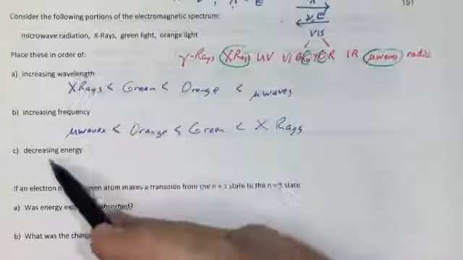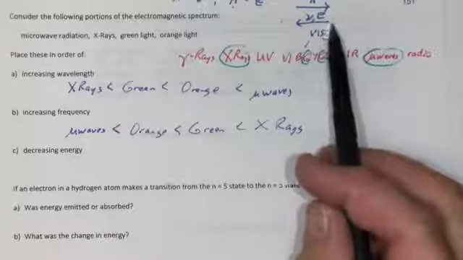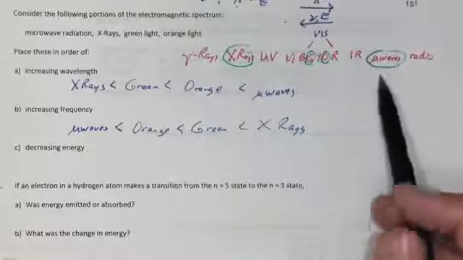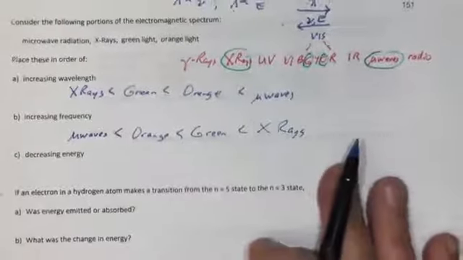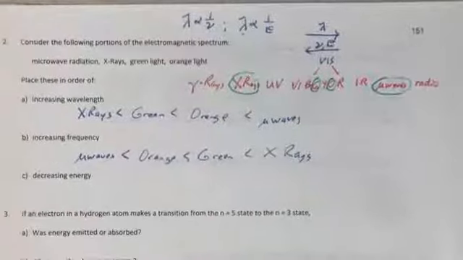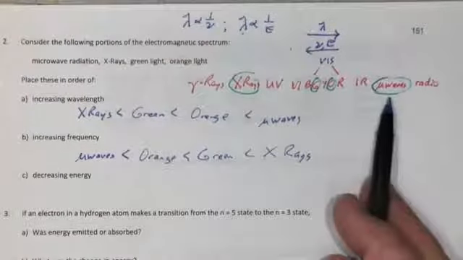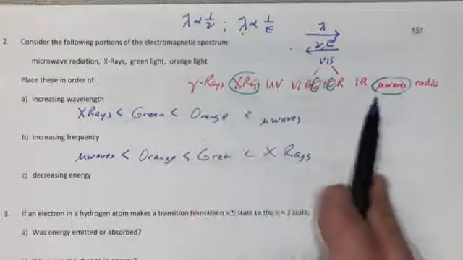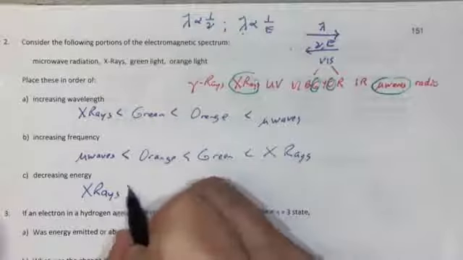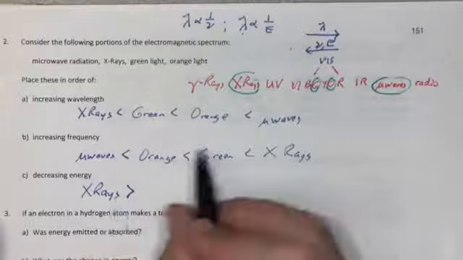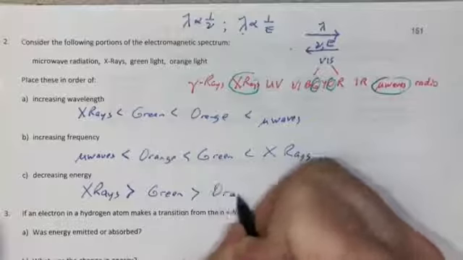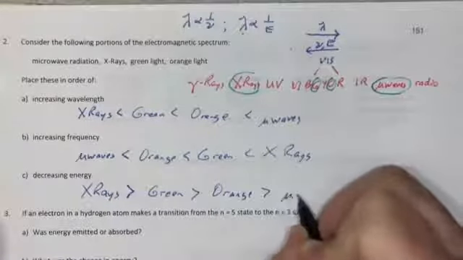Or it could be asked, place these in order of decreasing energy. So energy increases from right to left. Gamma rays are the highest energy form. Radio waves are the lowest energy form. So if this increases from right to left, then decreasing energy is from left to right. So X-rays are highest in energy. Now since it's decreasing, we're going to say this is greater than in energy. X-rays are greater in energy than green light, which is greater in energy than orange light, which is greater in energy than microwaves.